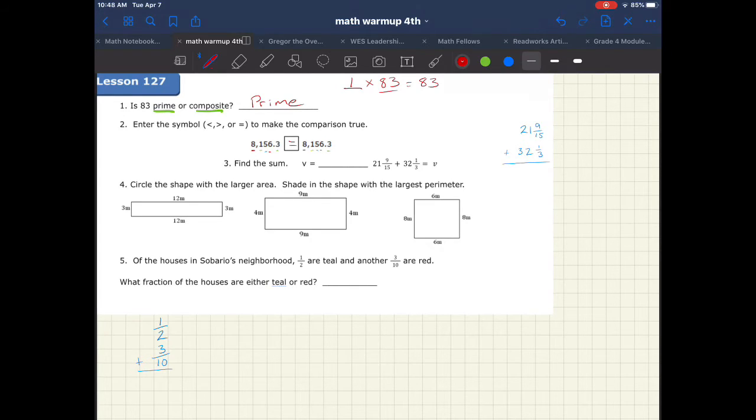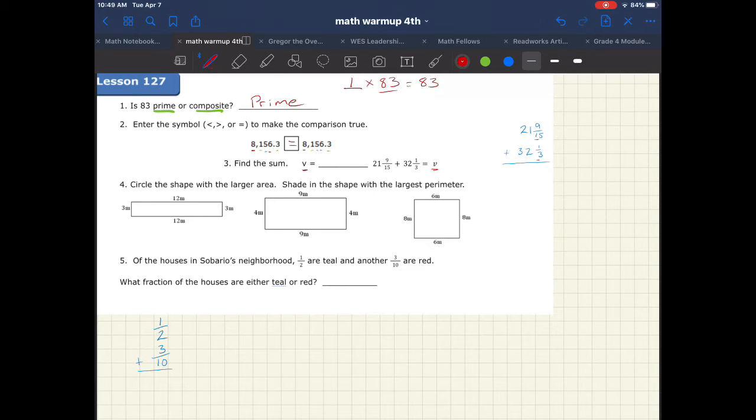Number 3, find the sum. V equals, and so the V here is just the answer, the sum. So the problem with this, 21 9/15 plus 32 1/3, is that the denominators are not the same, and it's really hard to add a fraction if your denominators are not the same. So I wrote the problem over here, and I've got 15ths as the denominator and thirds as the denominator. So I know I can make an equivalent fraction with the same denominator by either multiplying or dividing. And I know I can make 3 be 15. I could also make 15 be 3.